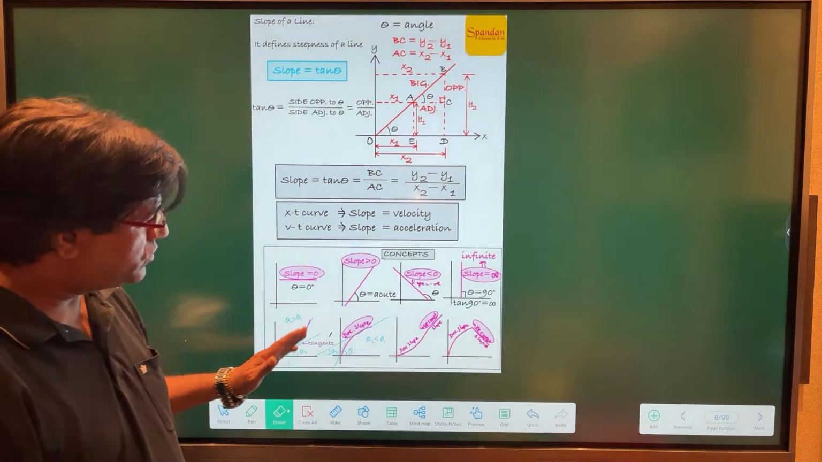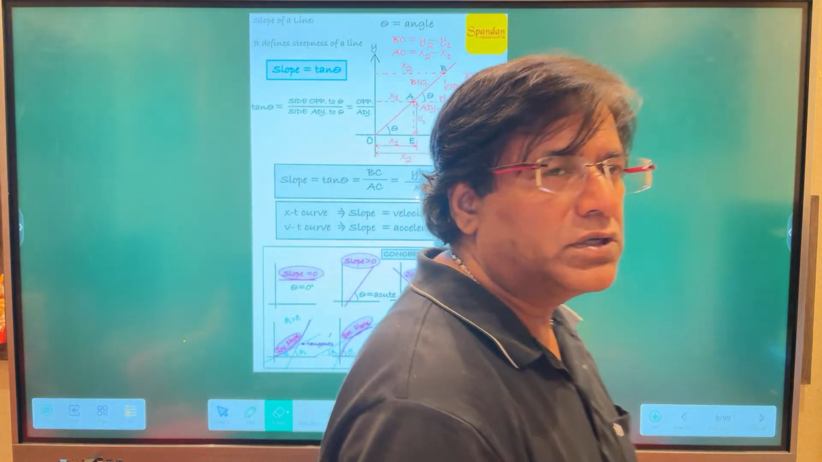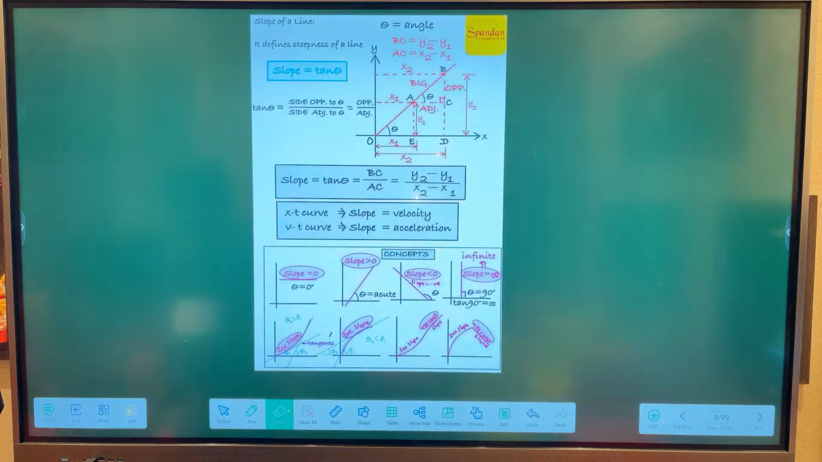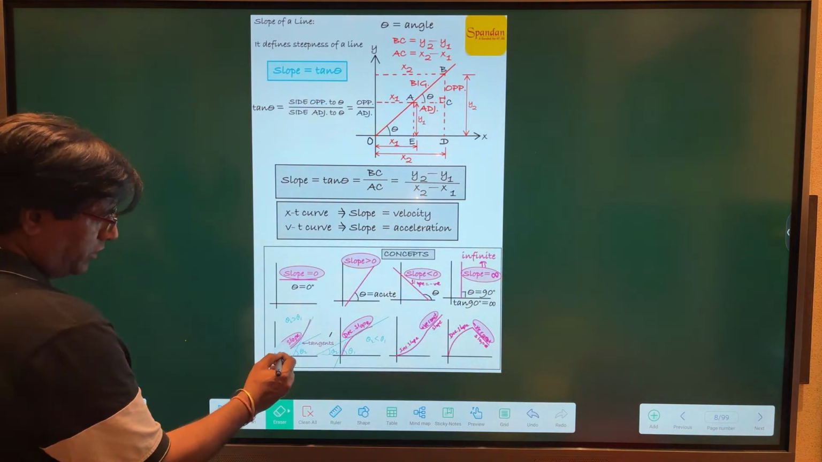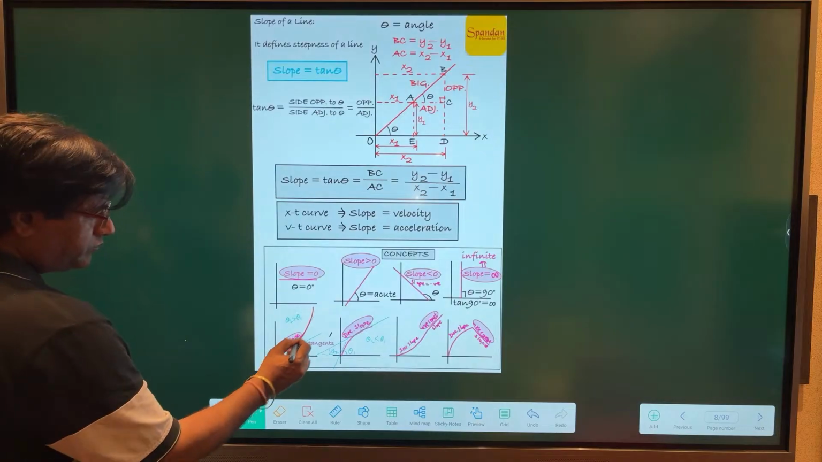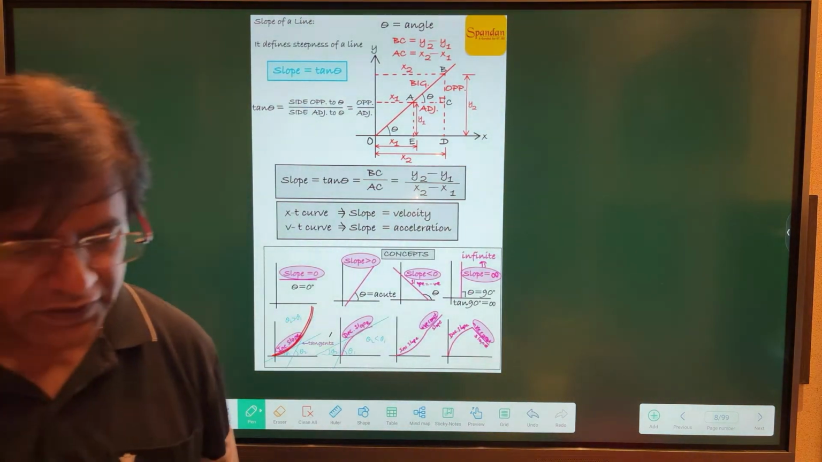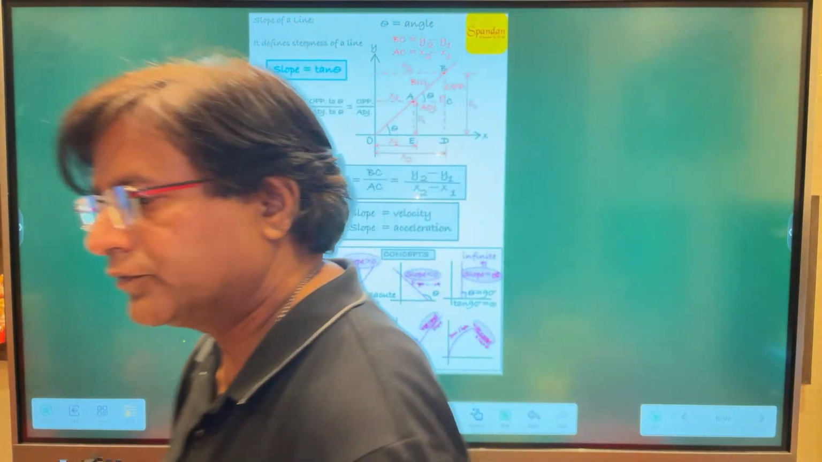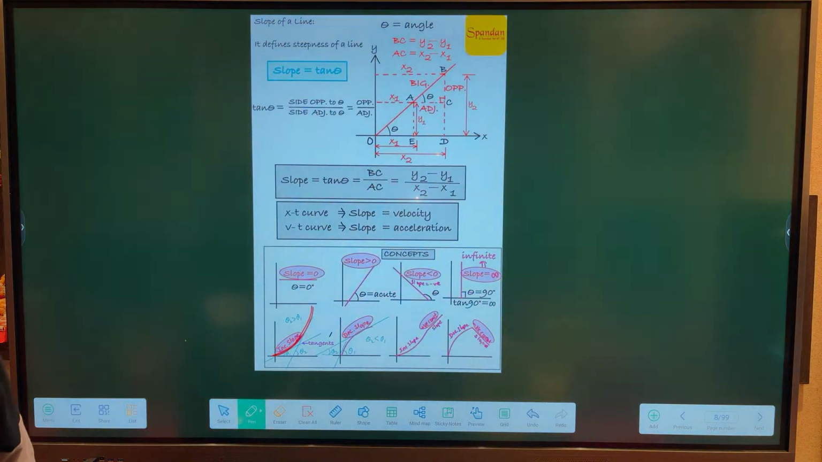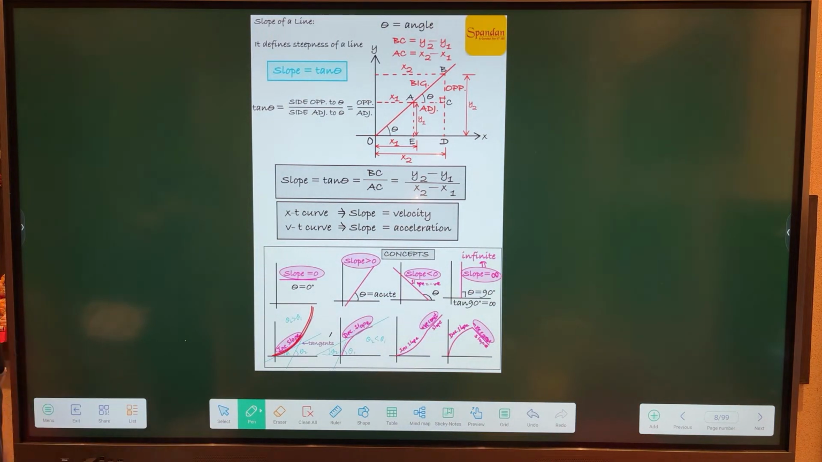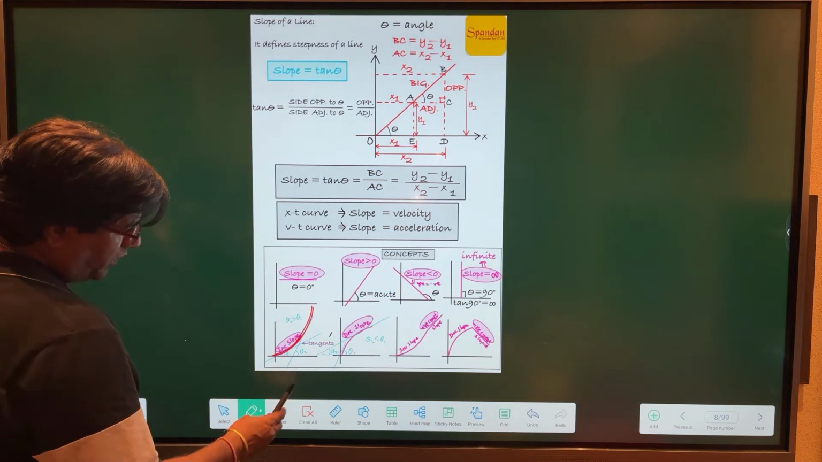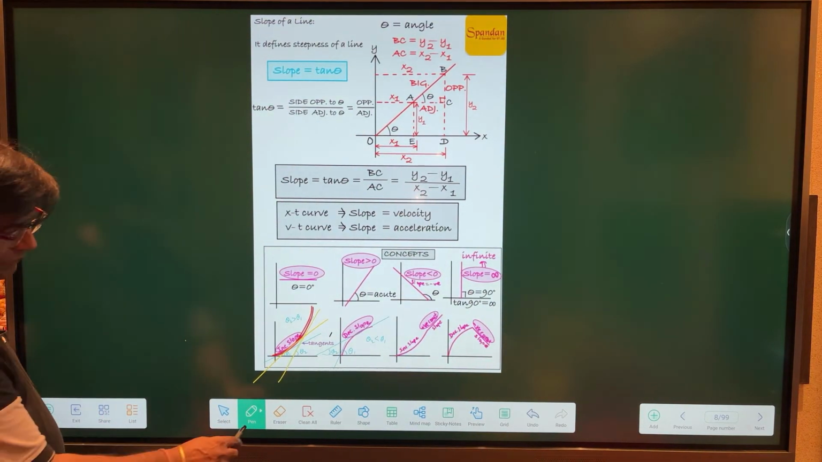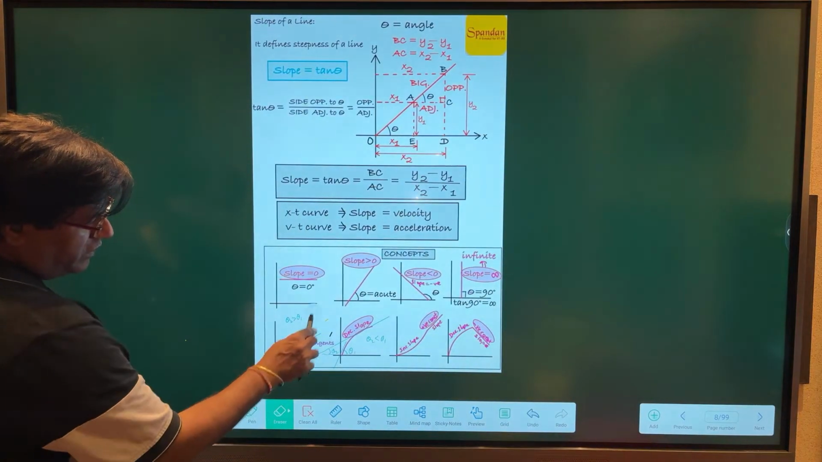Now suppose a curve is other than a straight line. Suppose the curve is like this, right? Then how can we get the slope? How can we get the slope of this curve? Tangent. So for this we have to draw a tangent. Tangent will give the slope of that line.